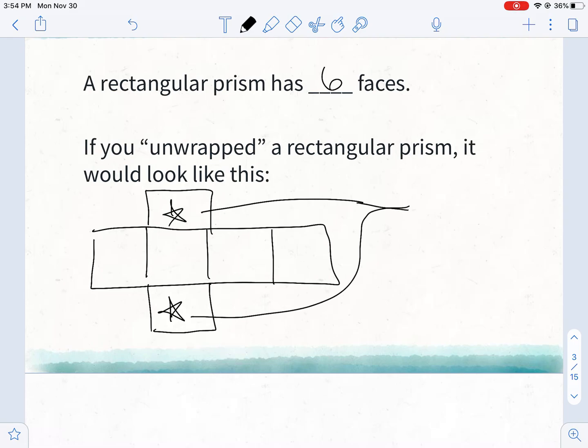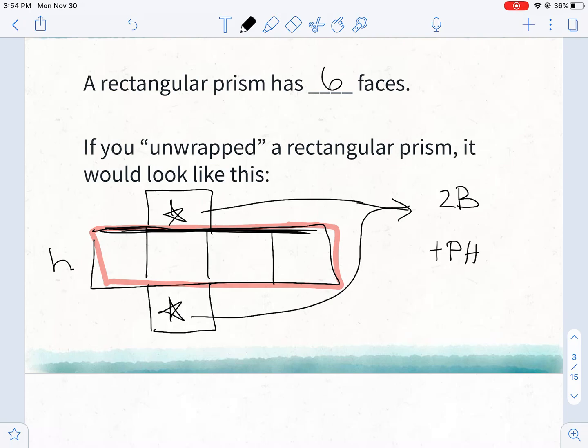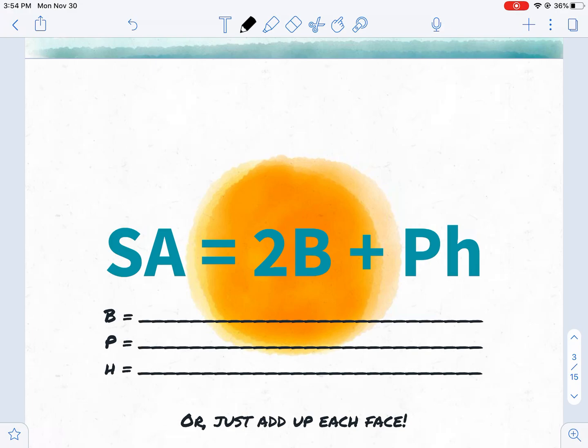So these two come together and are going to be the area of my base times 2. And then I've got this rectangle. And this ends up being the height, and this side ends up being the perimeter of the base. So the area of that red rectangle is the perimeter times the height. So I can use the formula 2B plus perimeter times height. B is area of base. P is perimeter of base. And H is height of prism.